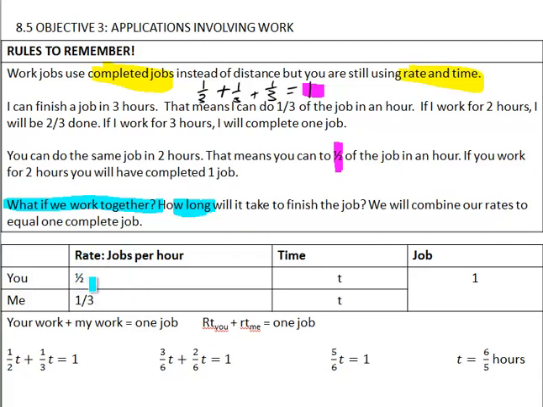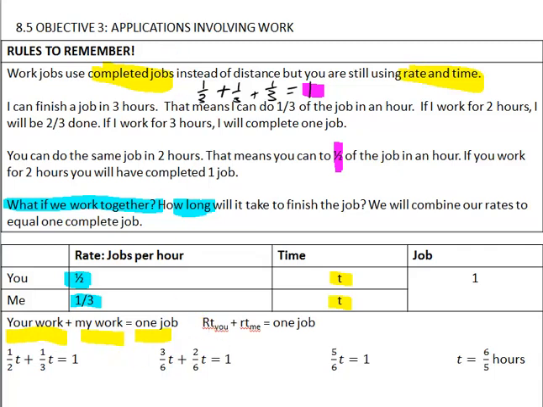So in this case, you have a rate of jobs per hour. You can do 1/2 of a job in an hour. I can do 1/3 of a job in an hour. And what I've noticed with these problems is that they often are talking about the same amount of time. So we're both working together for how many hours to get to 1. These are called combined rates. Your work plus my work equals one whole job.